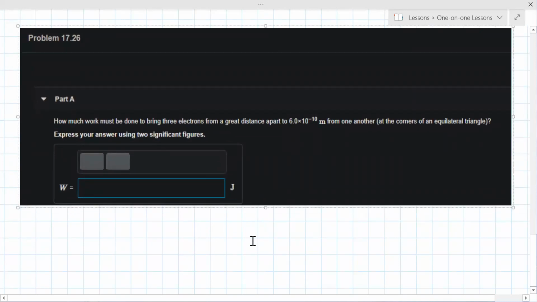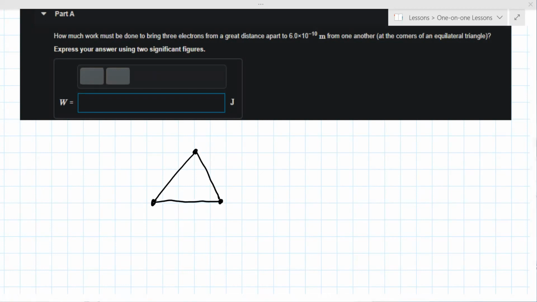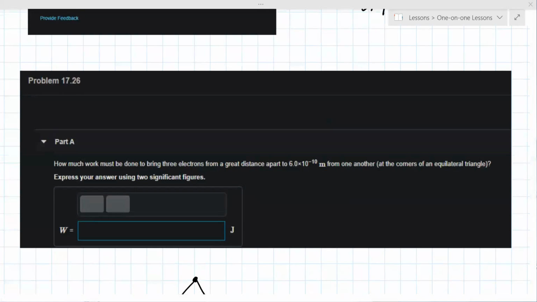All right, how much work must be done to bring 3 electrons from a great distance apart to 6 times 10 to the minus 10 meters from one another at the corners of an equilateral triangle? So the charges end up like this, an equilateral triangle. I mean, this is one of those questions where you wonder how this even happens, because why would charges come together like this? But that's just additional commentary.